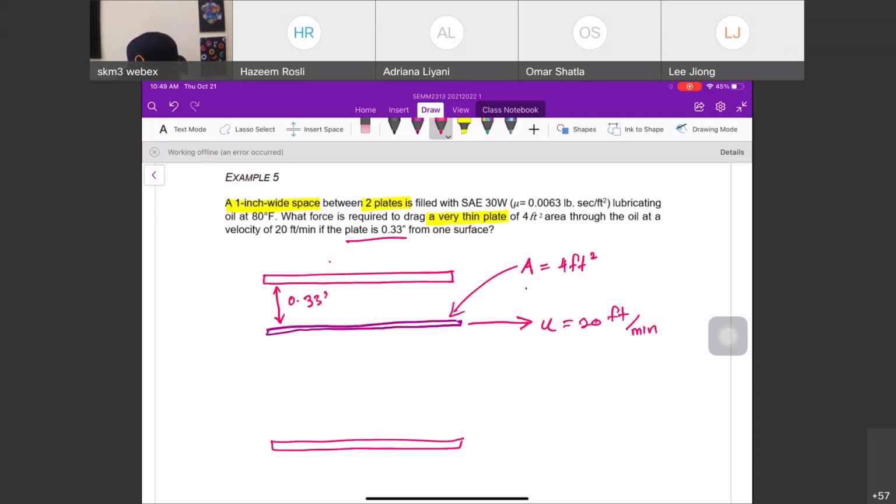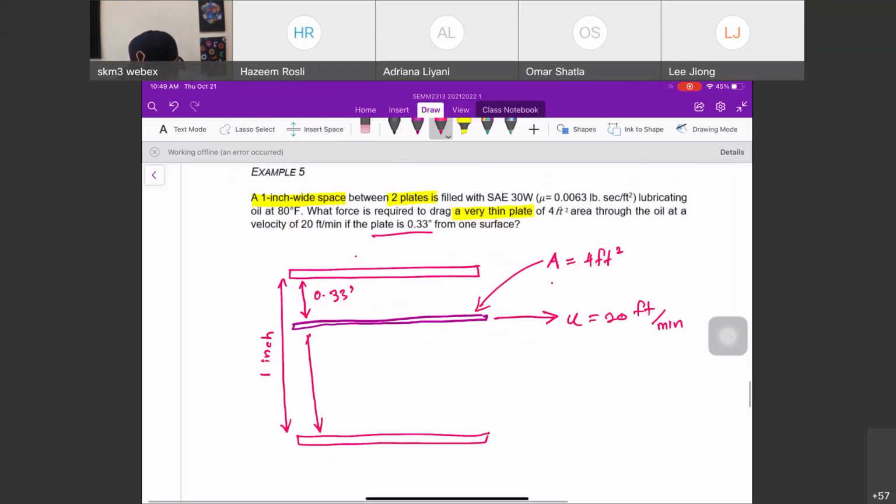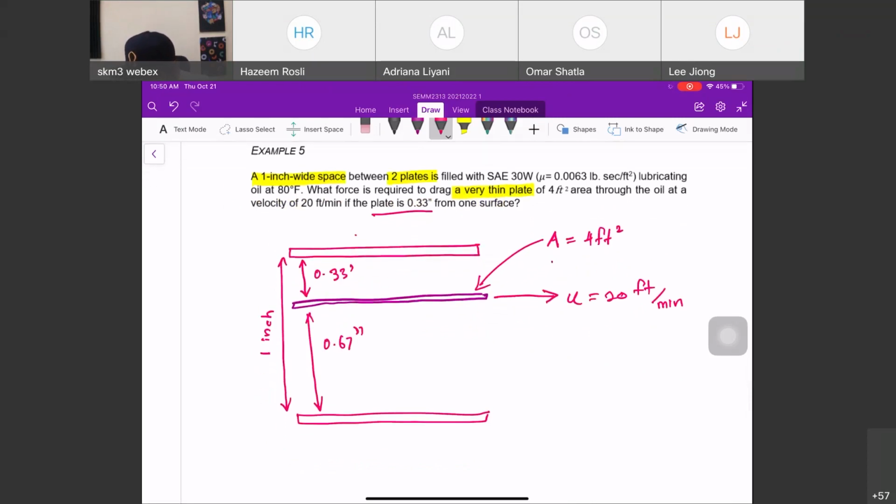inch, and the total here is 1 inch. Okay, the total is 1 inch. So of course the balance here will be 0.67 inch. And of course when this is moving, the thin plate is moving, there will be the shear stress.